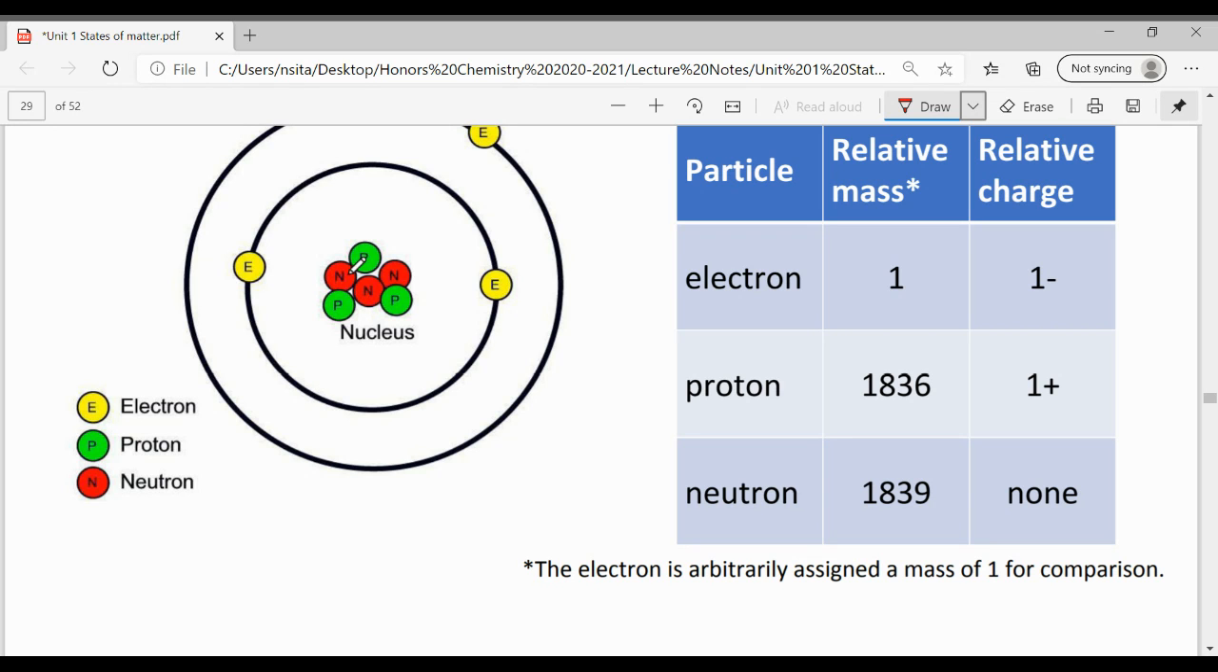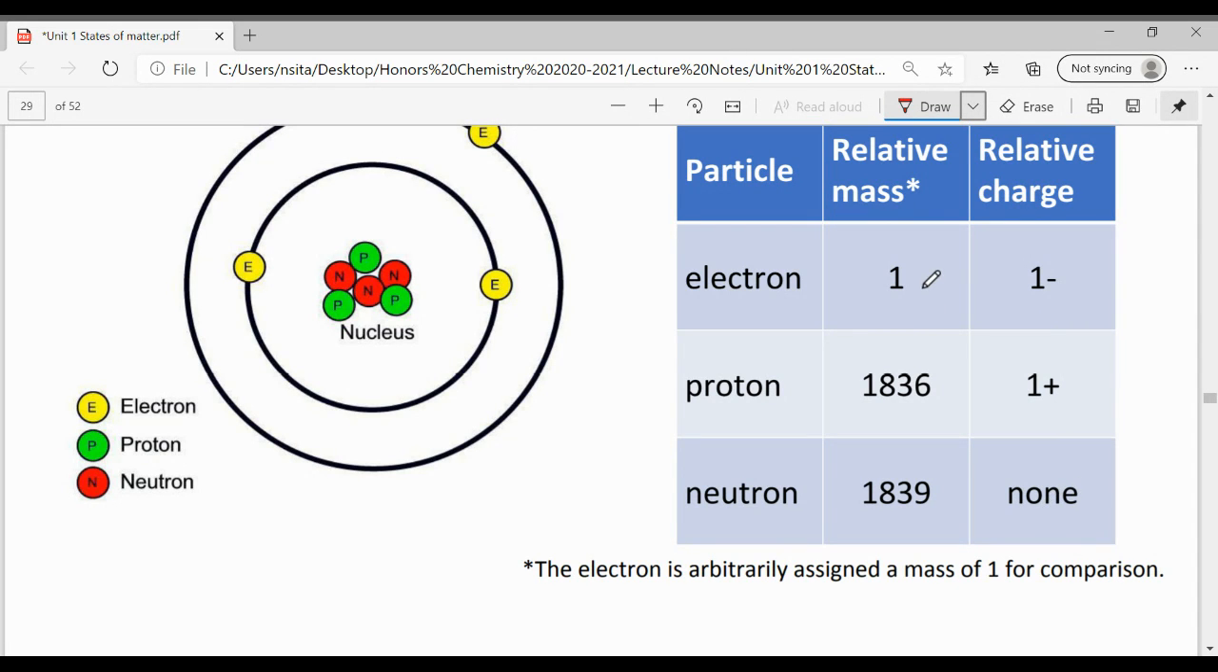Now I mentioned neutron. Neutron is another subatomic particle that was discovered later. Neutron basically does not have any charge. Electron carries one negative, proton carries one positive. Neutron does not have any charge.